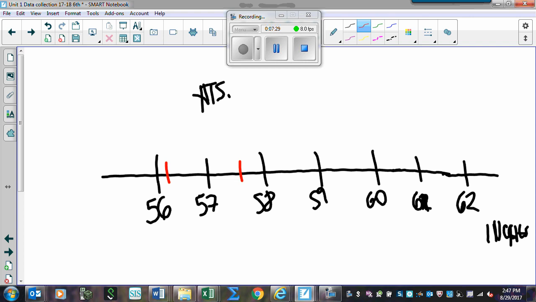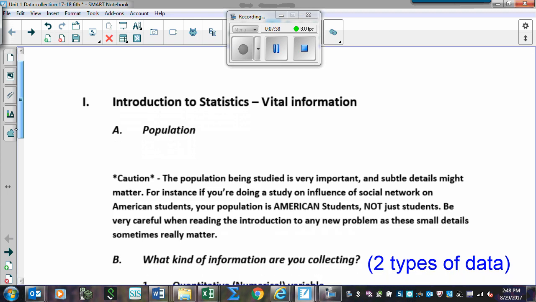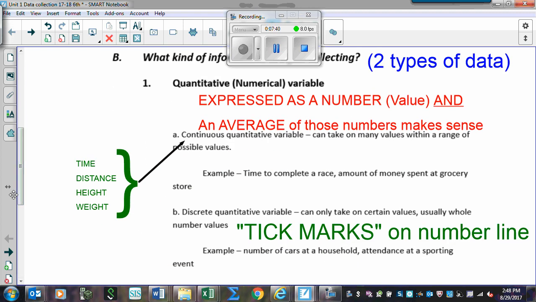That's continuous data. And so the data that's continuous is what I think of as time, distance, height, weight. Those are kind of our four biggies for continuous quantitative variables.